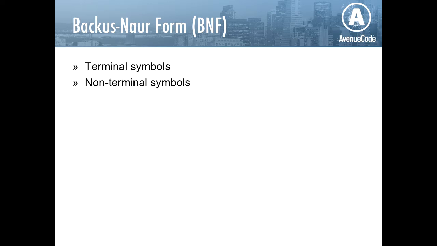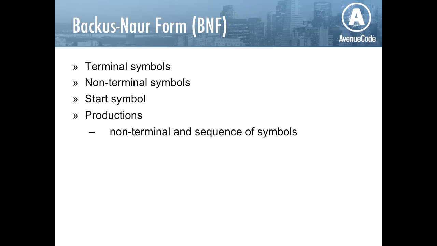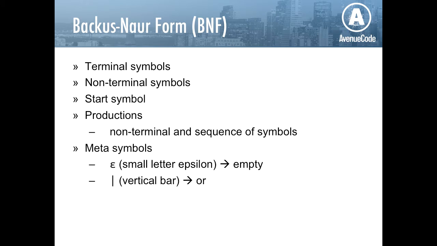Well, enters the Backus-Naur form. The Backus-Naur form is formed by terminal symbols, non-terminal symbols, a start symbol, and one of the non-terminal symbols is the start symbol. It has a set of productions, and each production has a non-terminal on the left side of it and a sequence of symbols on the right side. And it has meta symbols. The small letter epsilon means empty, and the vertical bar means or.